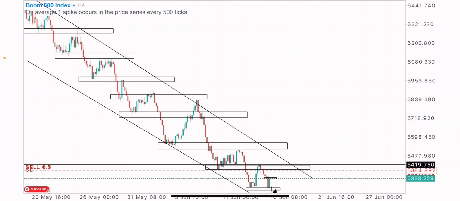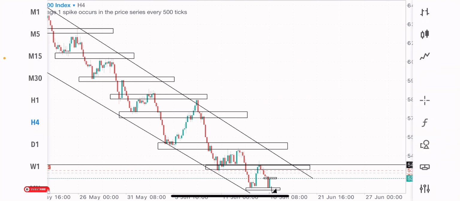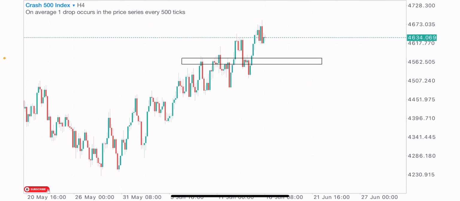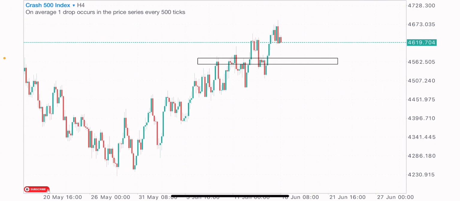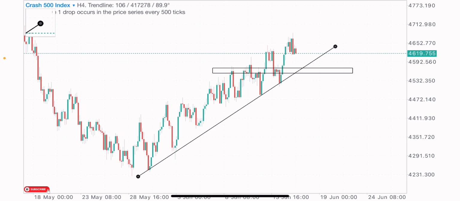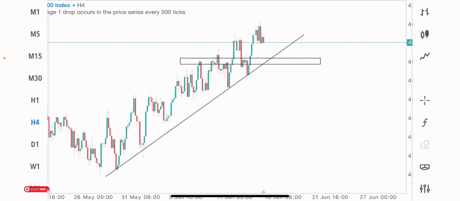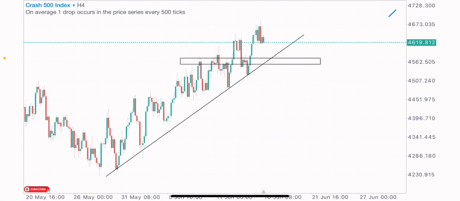So let's see what happens on Boom 500 index. And there's a similar formation on Crash 500 index as well, which I'm looking out for a good trade opportunity on. So you can see we got an uptrend. Firstly, you identify the market trend. If the market is in an uptrend, you look out for buy opportunities. And if the market is in a downtrend, like the market was on the Boom 500 index, we look out for what? Sell opportunities. So this index is in an uptrend currently, on Crash 500 index.